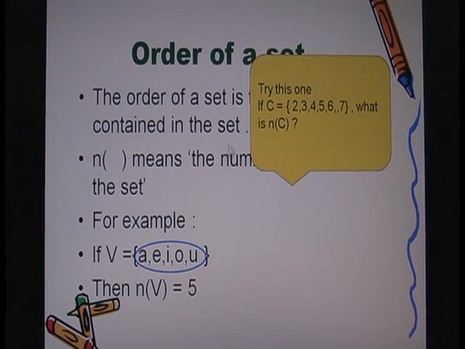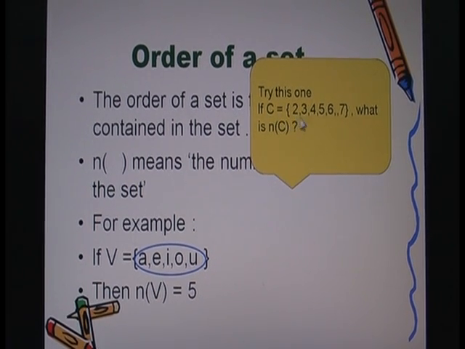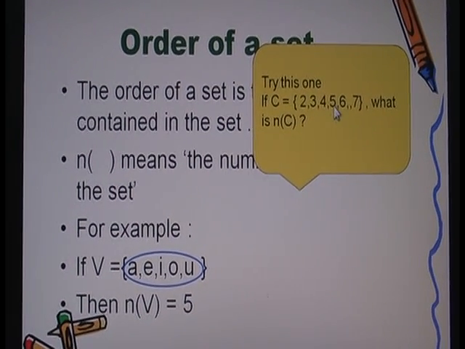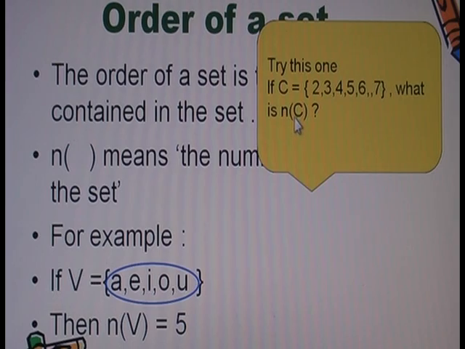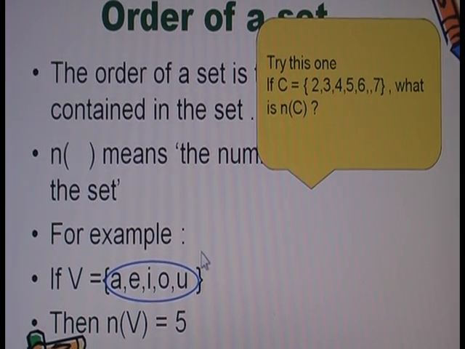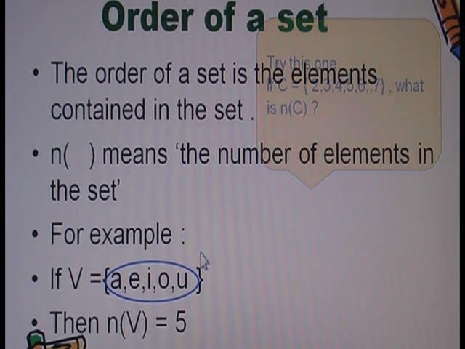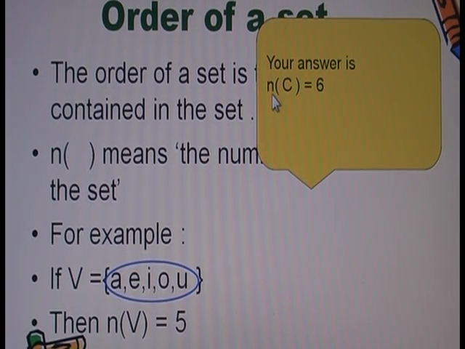Try this one. If C is equal to 2, 3, 4, 5, 6, and 7, what is the number of elements in set C? Your answer is number of elements in C is equal to 6.